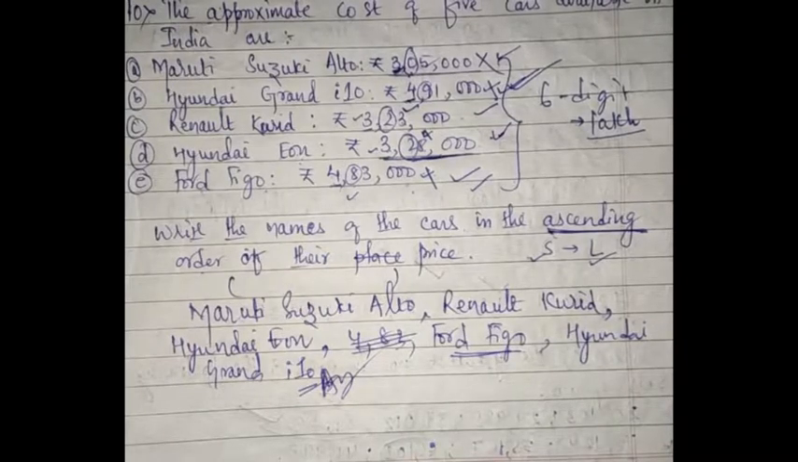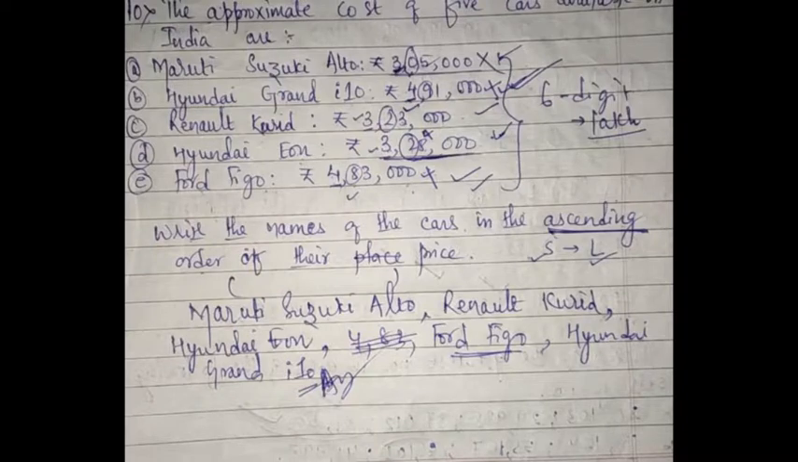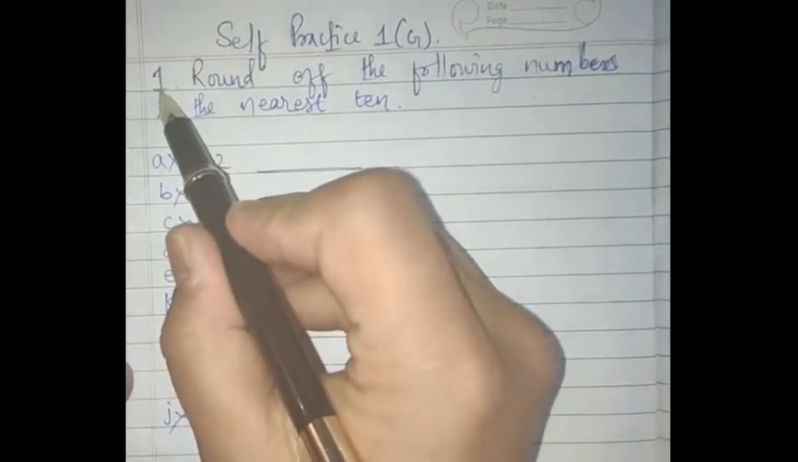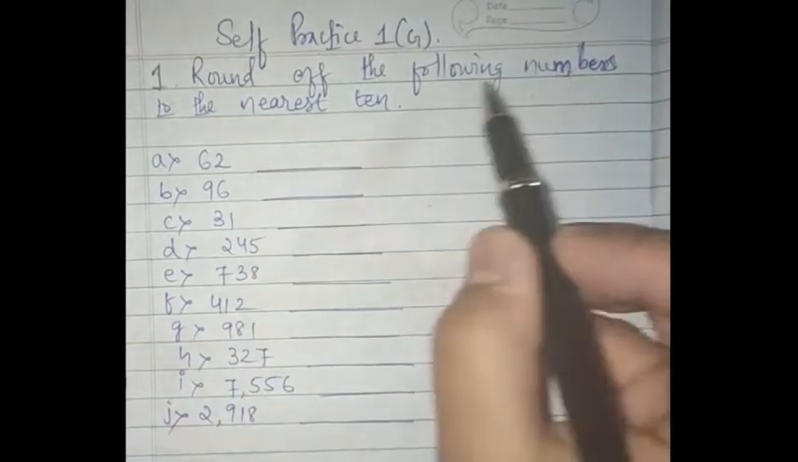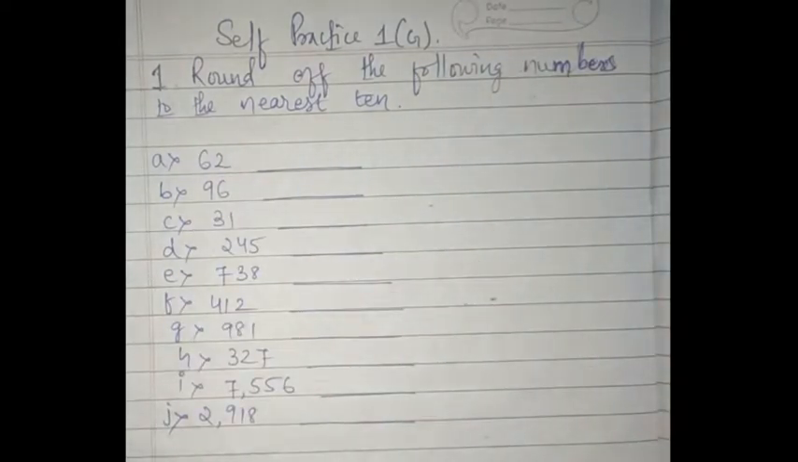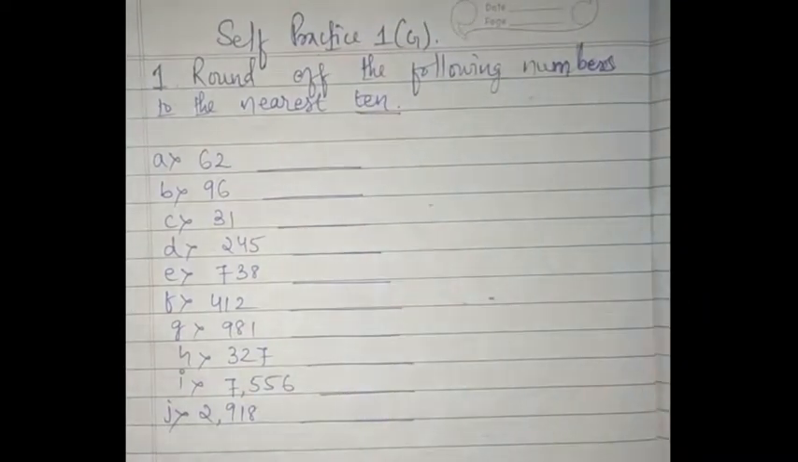In today's class we will continue with self-practice 1G. Let us start without any delay. Here we have the first question from self-practice 1G. Question number 1. Round off the following numbers to the nearest 10. In this self-practice we will learn a new thing, that is to convert the given number into the nearest 10 form, 100 form and 1000 form. If there is more, we are going to do that also. But for now we have the nearest 10.